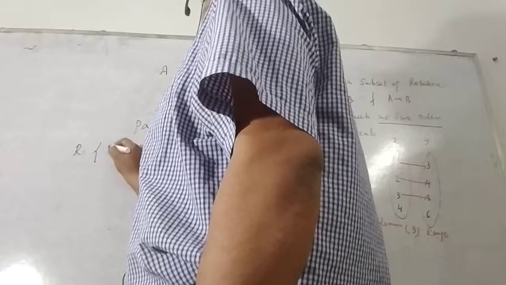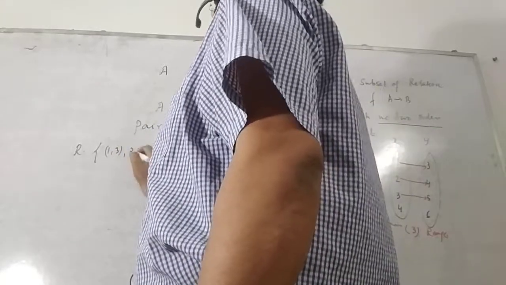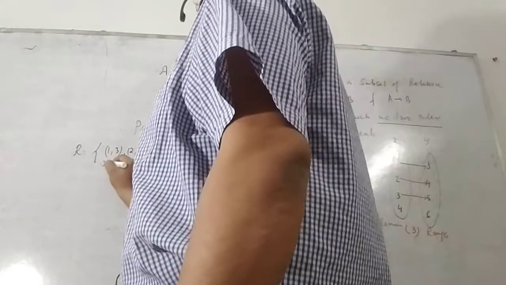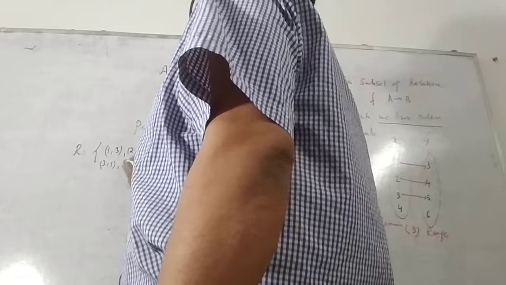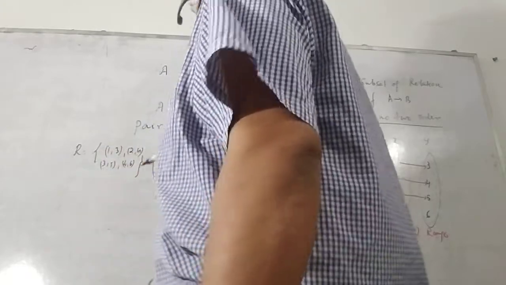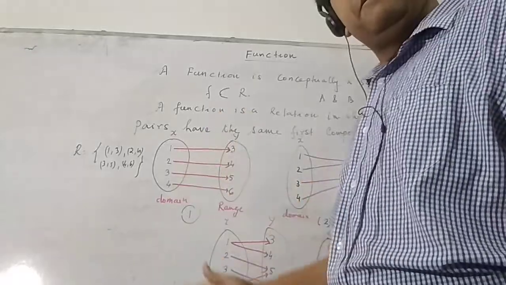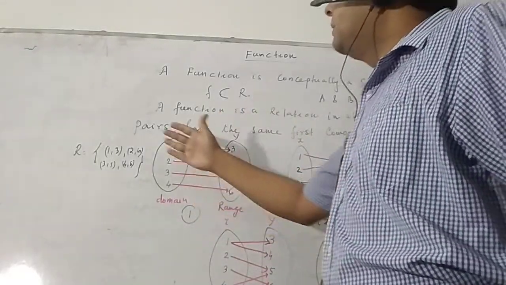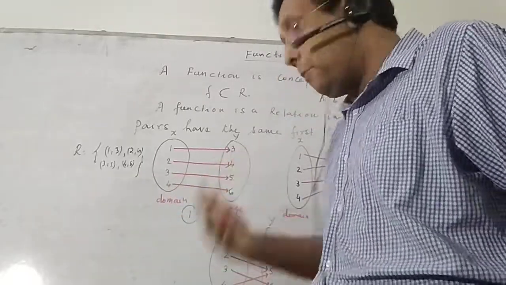Ordered pairs (1, 3), then (2, 4), then (3, 5), and then (4, 6). So basically, I have already accepted that it is a relation. Now, under what concept is this relation a function? Can we say that this relation is a function? That is our first job.